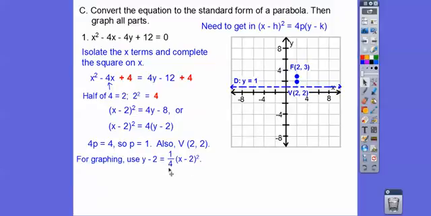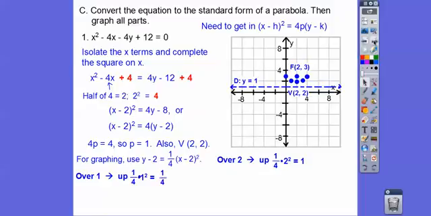Then I'm going to go ahead and put it in graphing form. As we go over 1, it goes up 1/4 of 1 squared. Over 1, 1/4 of 1 squared is just a fourth. See, these are kind of hard to grasp, so let's go over 2. 2 squared is 4, and a fourth of that is 1. So that's going to take us right there.